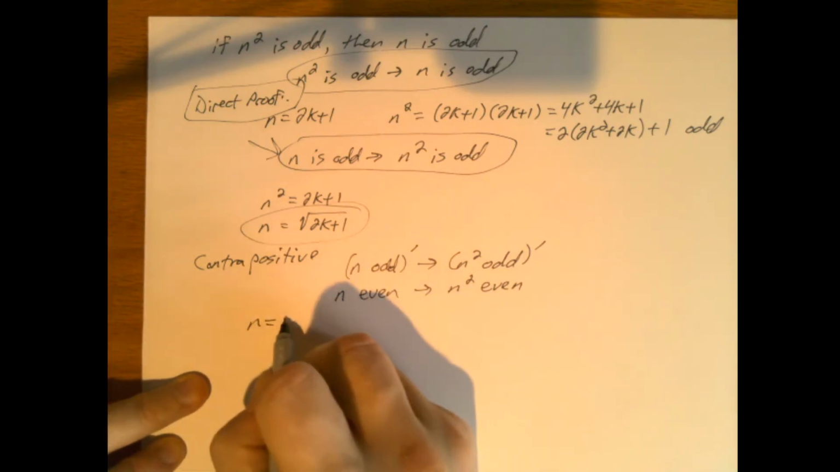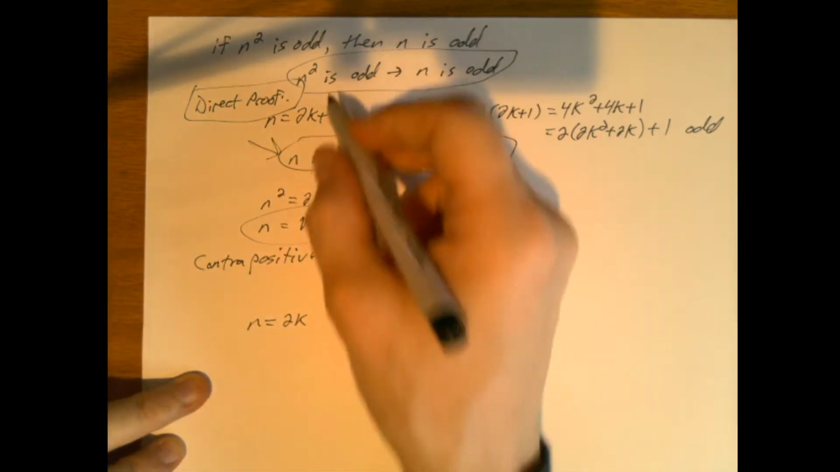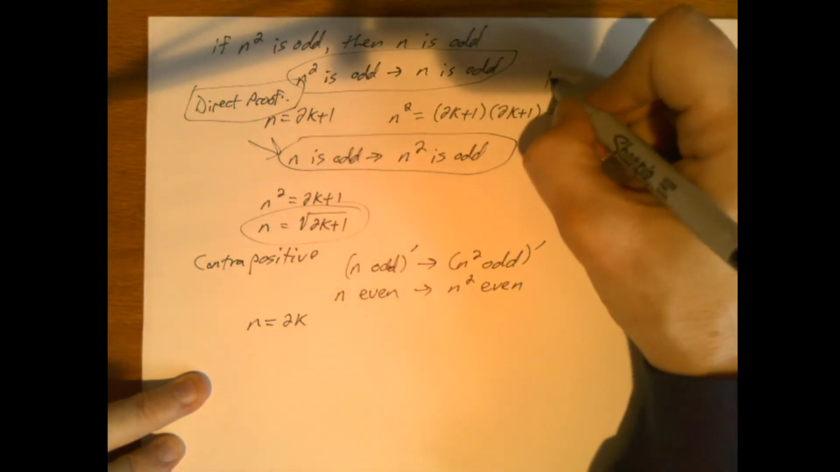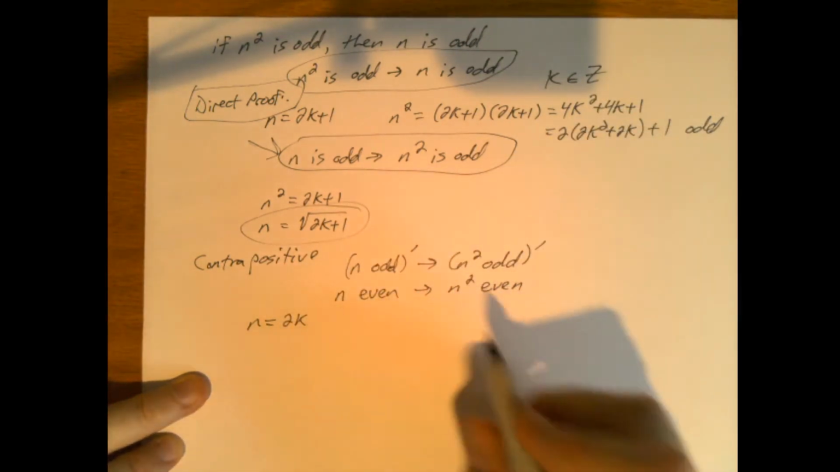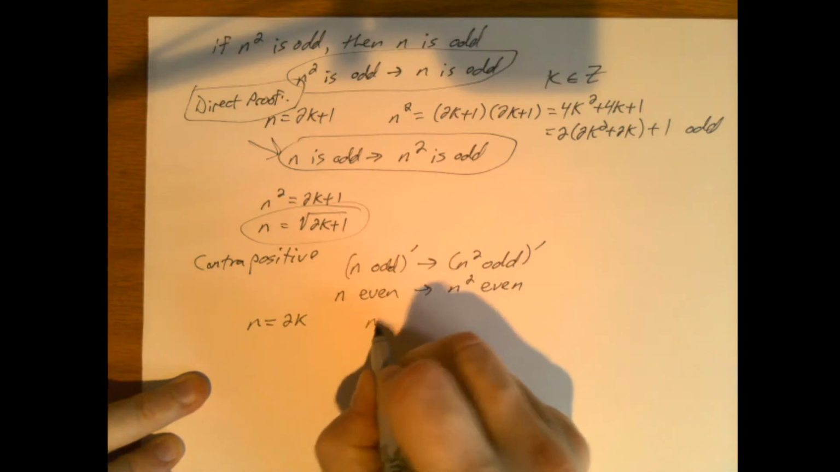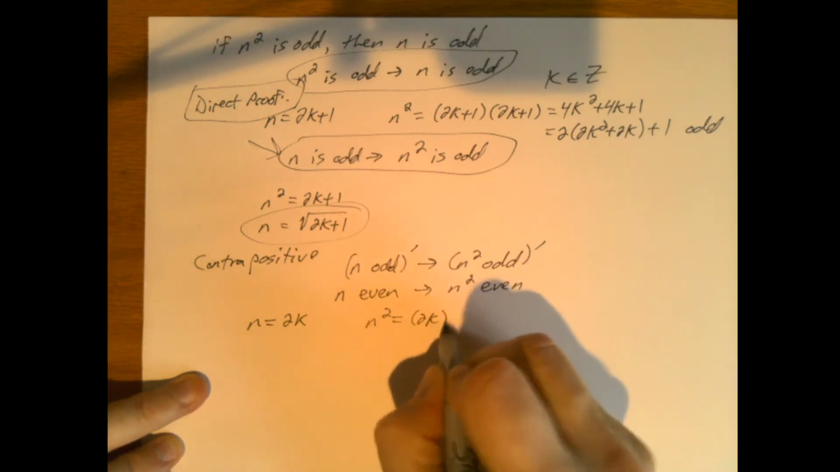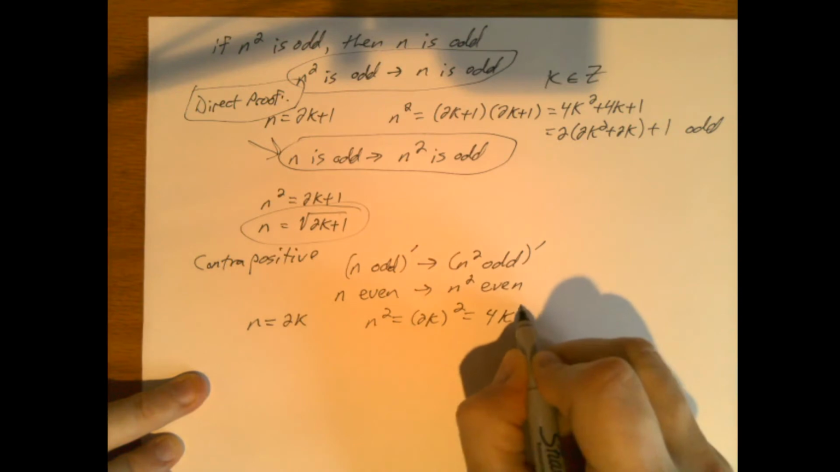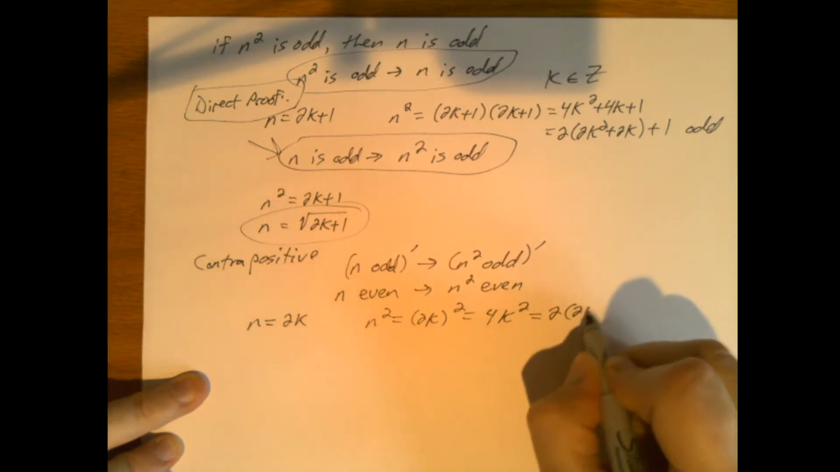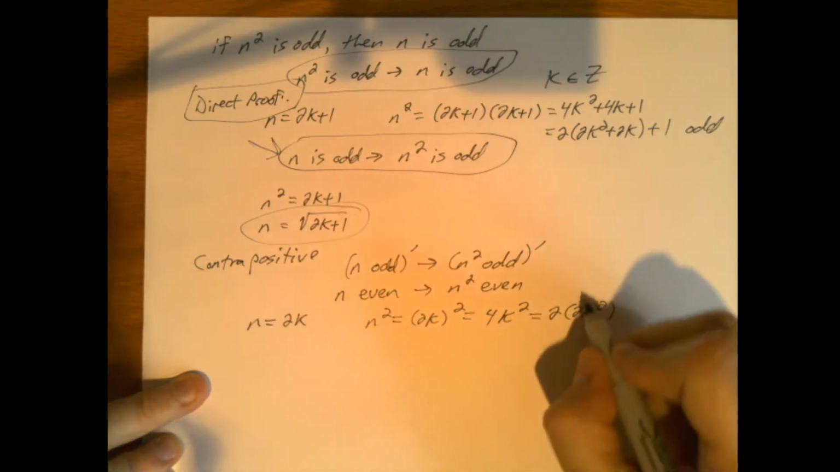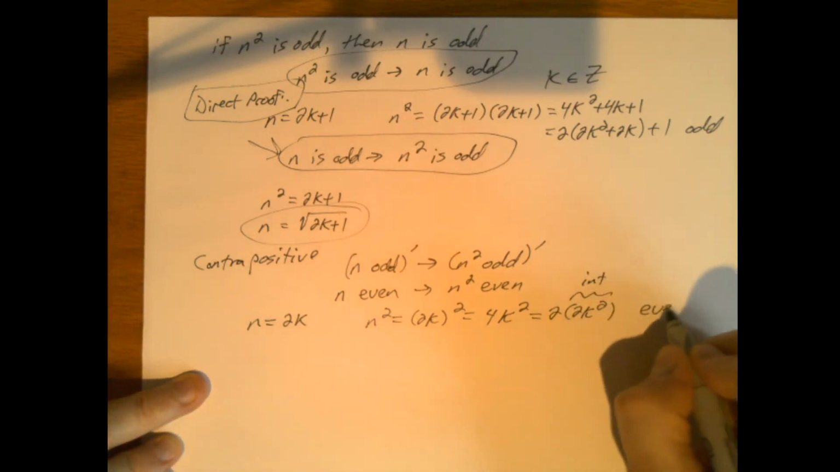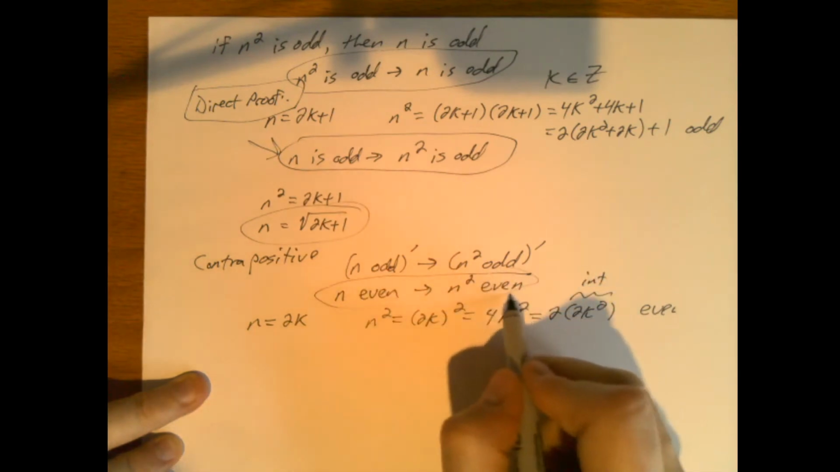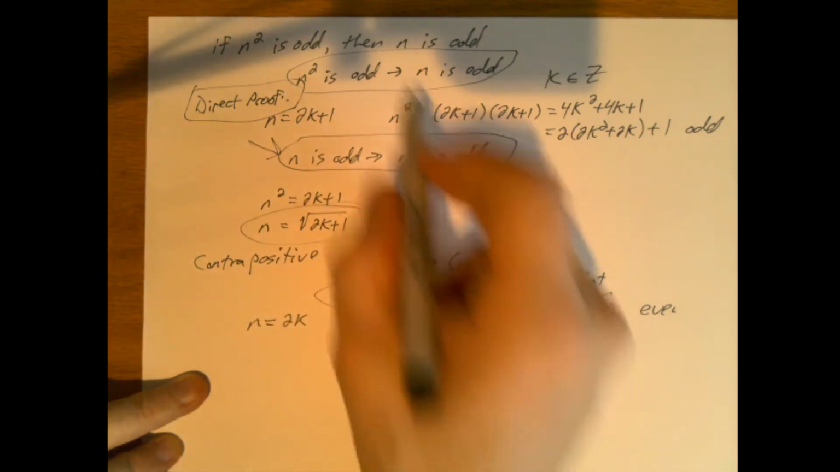N, if it's even, can be written as 2k, where k, and I should have been saying this, remember, k is an element of the integers, here and here, okay? So n is equal to 2k, which means that n squared is (2k) squared, which is 4k squared, which is 2 times 2k squared. This right here, of course, is an integer. So 2 times some integer means this is even. And I've shown this, and because of contraposition, I've also proven this.